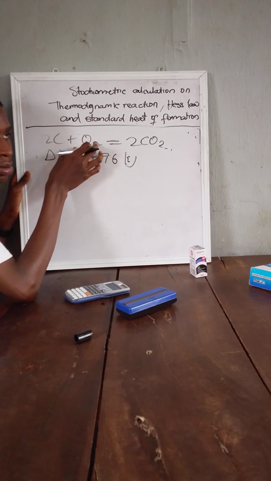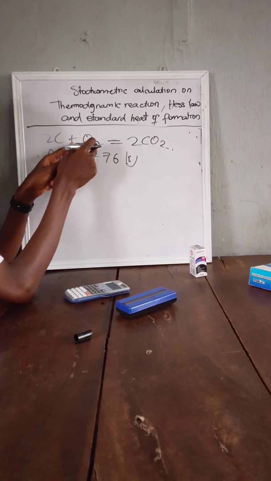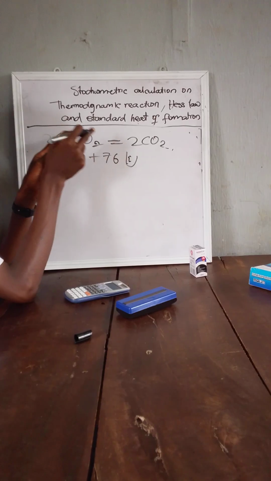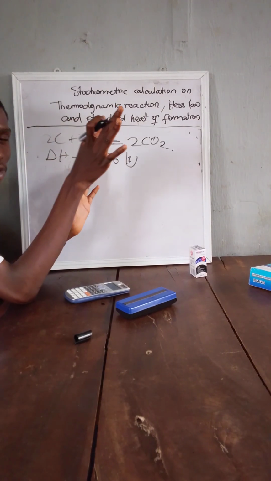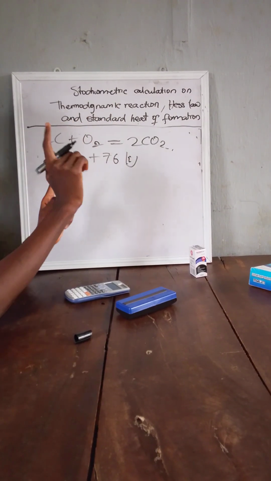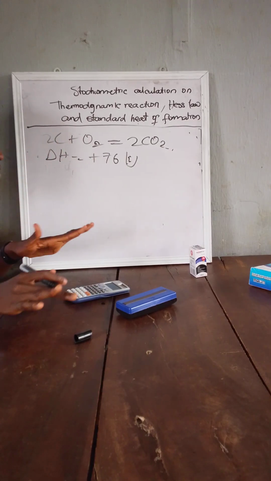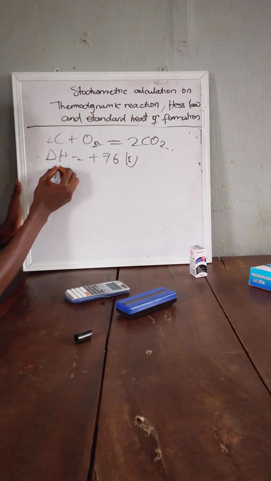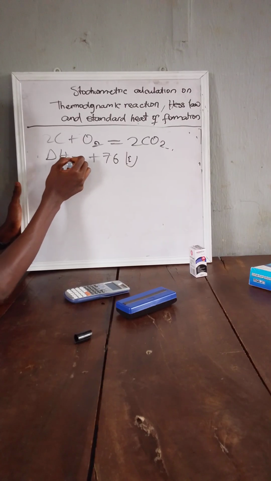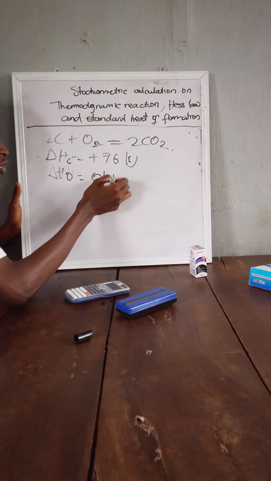Then my oxygen. Anytime you see oxygen like this, or generally any gas, their delta H is always zero. You might not be given it in exams, but note that their delta H is always equal to zero. Any particular gas in its standard state is equal to zero. So my delta H for oxygen will be equal to 0 kilojoules.